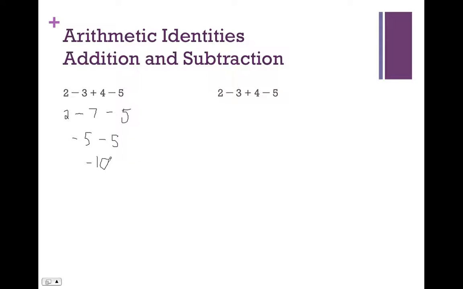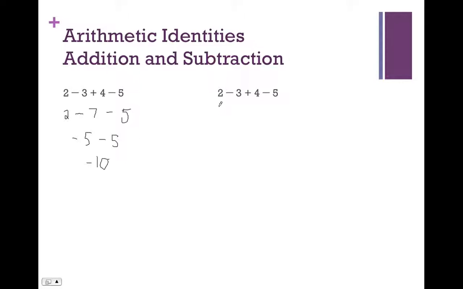If you don't use additive inverses, you must perform a string of additions and subtractions from left to right to get the correct answer. So 2 minus 3 is negative 1. Negative 1 plus 4 is 3. 3 minus 5 is negative 2. The correct answer is negative 2.